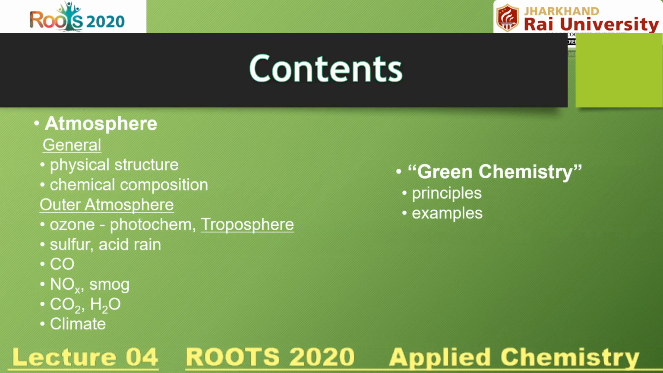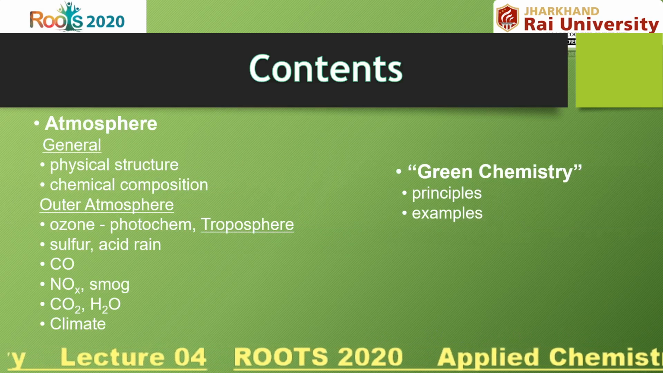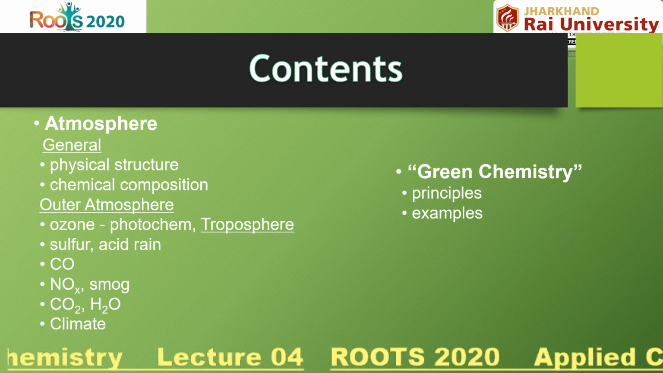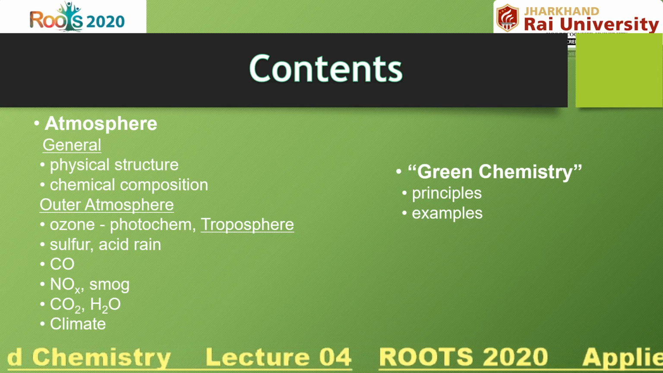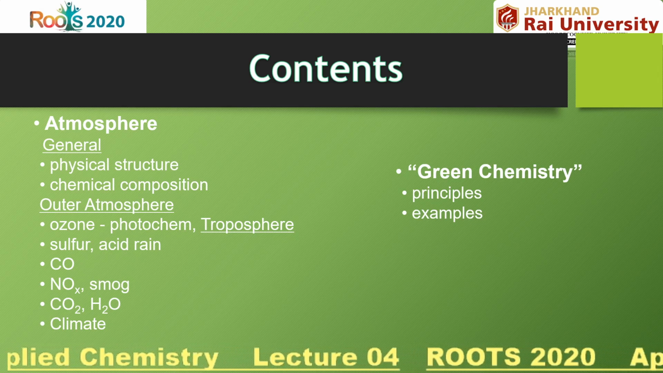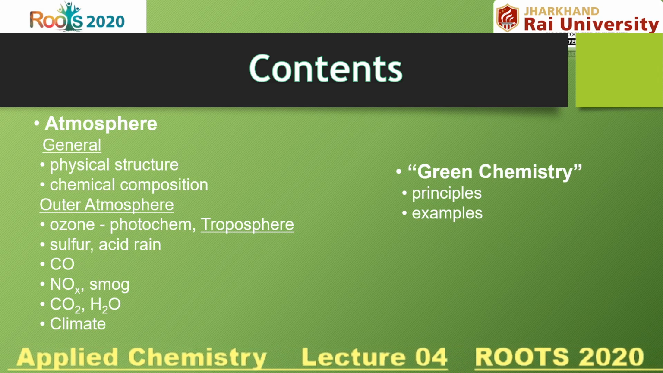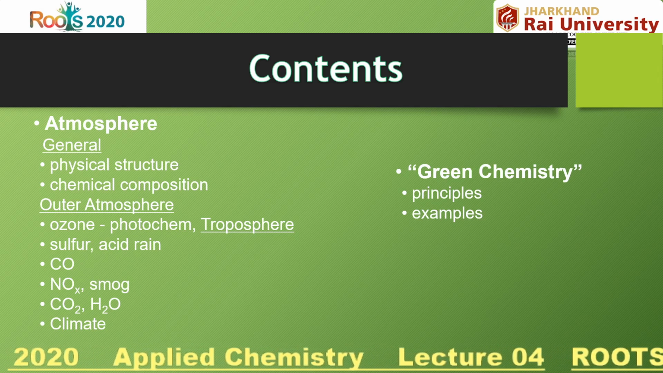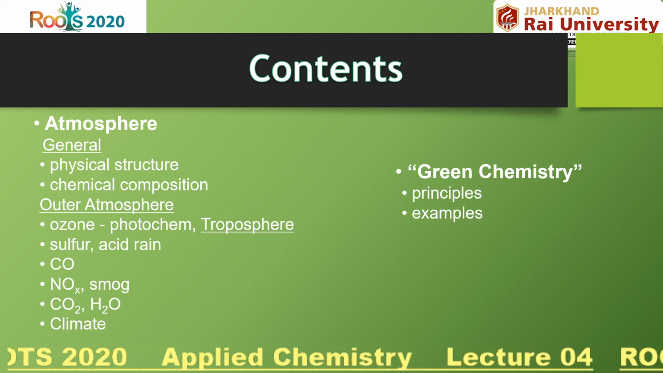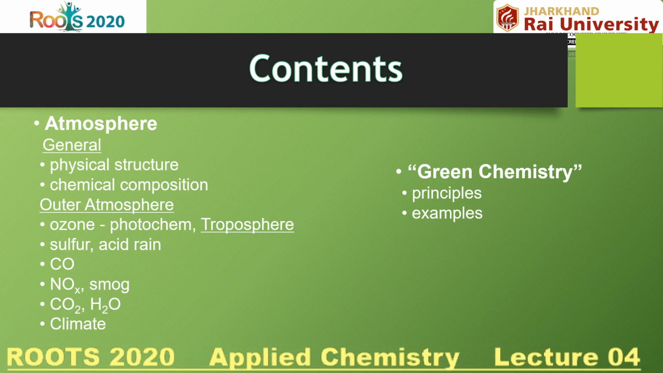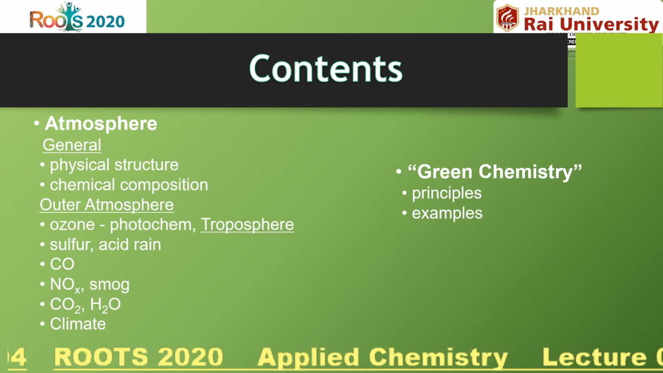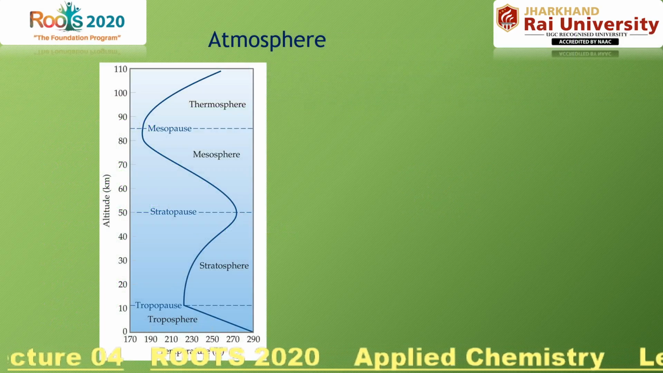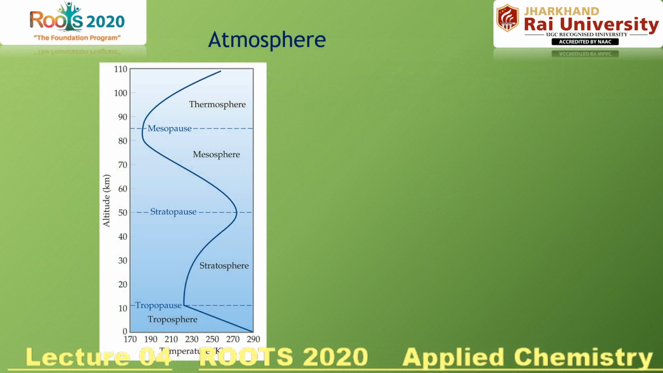From today's lecture, we are going to learn about our atmosphere, the various components of the atmosphere with their percentages, the most important harmful effects of ozone layer depletion, and the various harmful gases. And finally, we have to understand the meaning of green chemistry and why we should adopt green chemistry. So let's start with the atmosphere part.